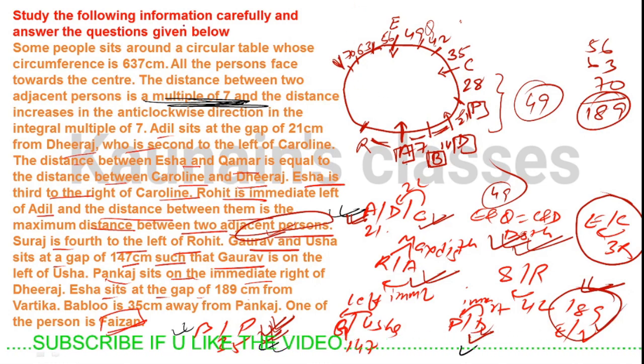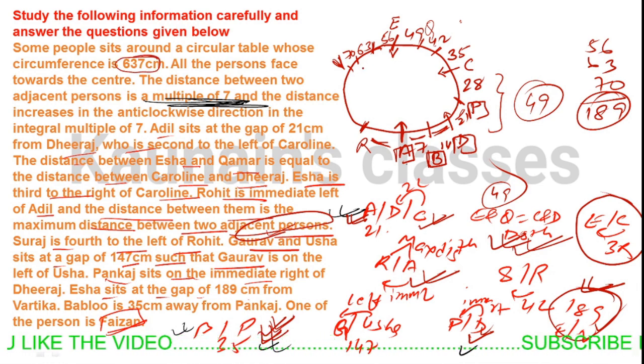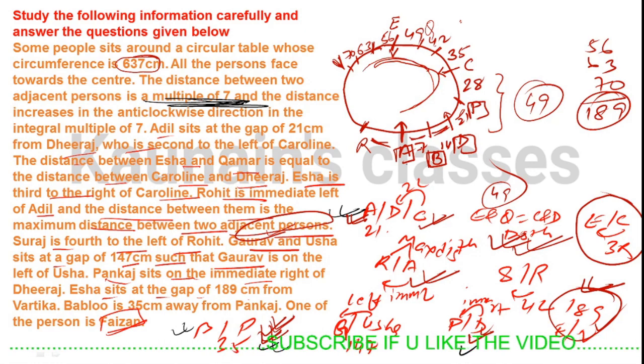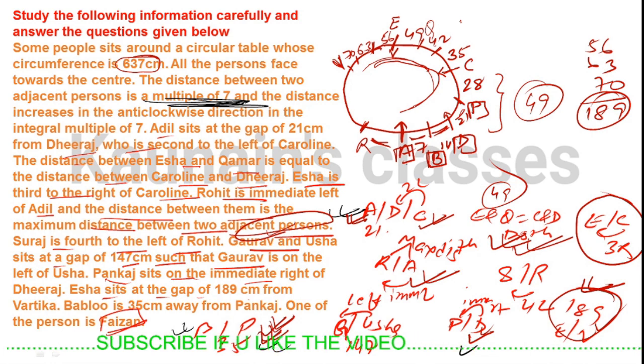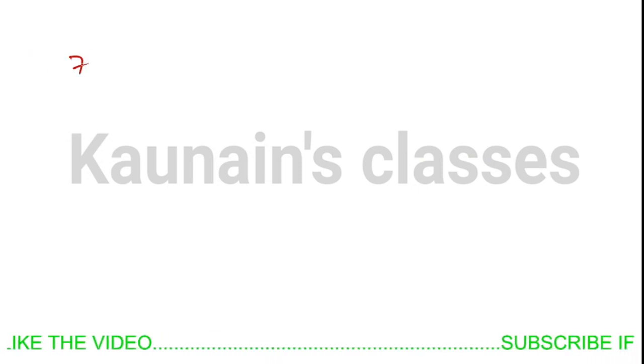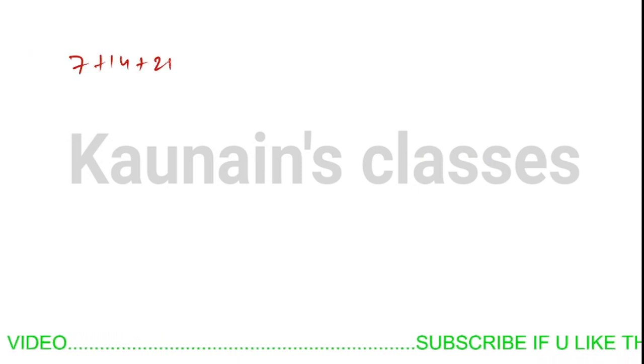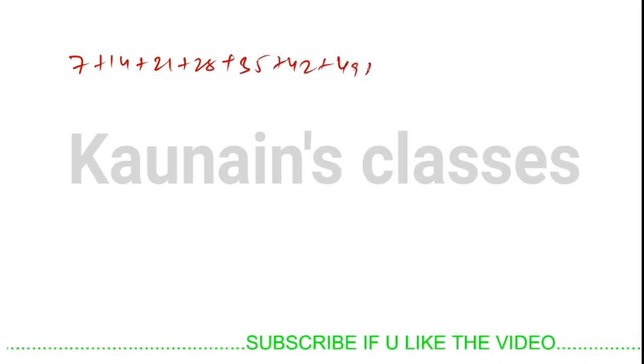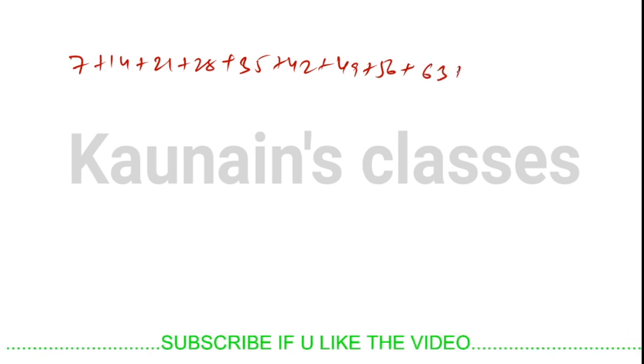Now we know that the circumference of the circle is 637 centimeter. So let's calculate how much distance we have covered from here to here. How much distance do we have to cover? So 7 plus 14 plus 21 plus 28 plus 35 plus 42 plus 49 plus 56 plus 63 plus 70. We will not be doing it like this. What we will be doing is this: 7 plus 14 plus 21 and so on up to 70.